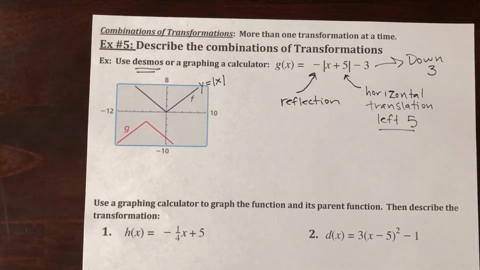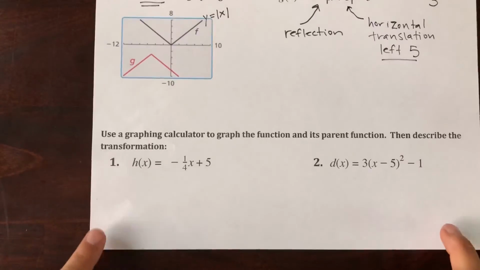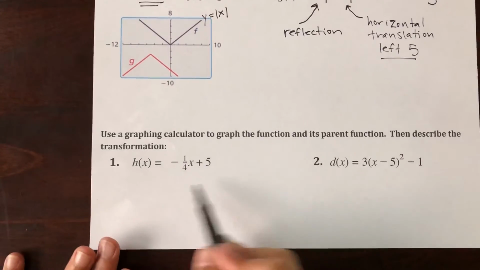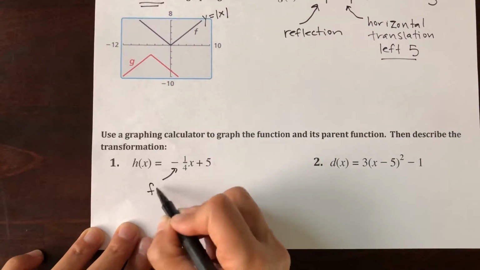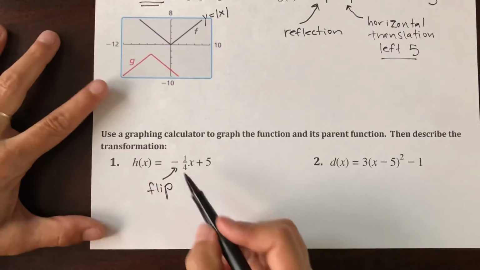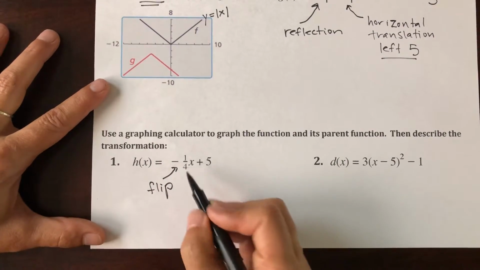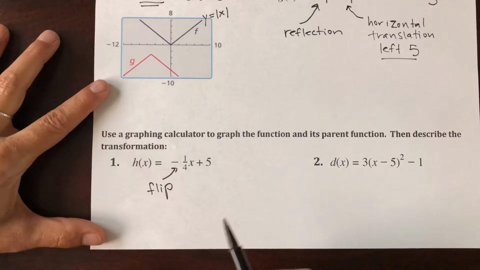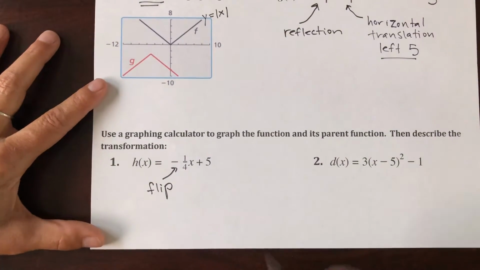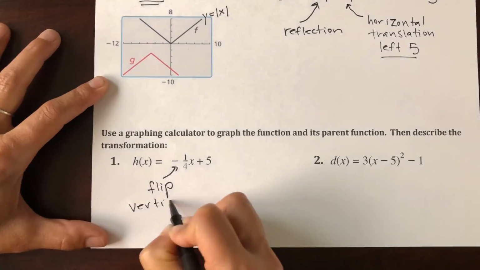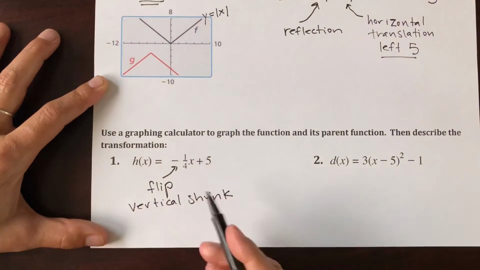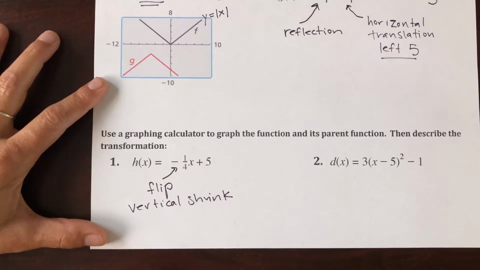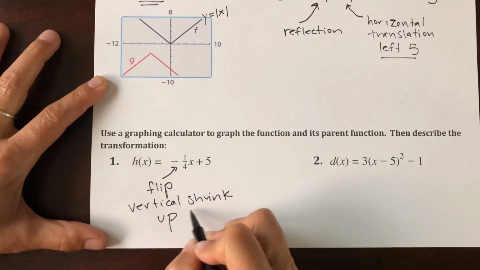All right. So lastly, let's just try a couple more. So this is our parent function. The negative in front is going to flip it. The 1/4, let's see, if I multiply by 1/4 in the front, that's between 0 and 1. So that's going to be a vertical shrink. In this case, that will make it less steep. And when I add a 5 on the end, it's going to go up 5.